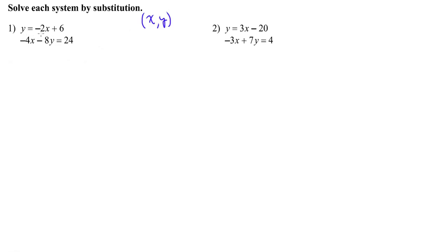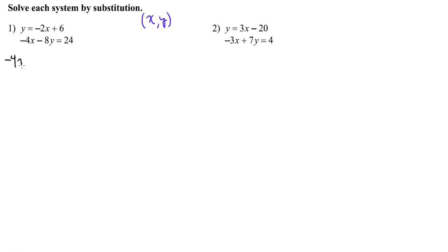So if we look at this first equation, it says y equals negative 2x plus 6. Another way we can read that is y is the same as negative 2x plus 6. So if two things are the same, that means you could switch one out for the other. You can replace, you can substitute. And that is what we're going to do in this second equation in order to rewrite it so that it has only one variable. What we're going to do is, instead of y, we're going to substitute negative 2x plus 6. So let's go ahead and do that.